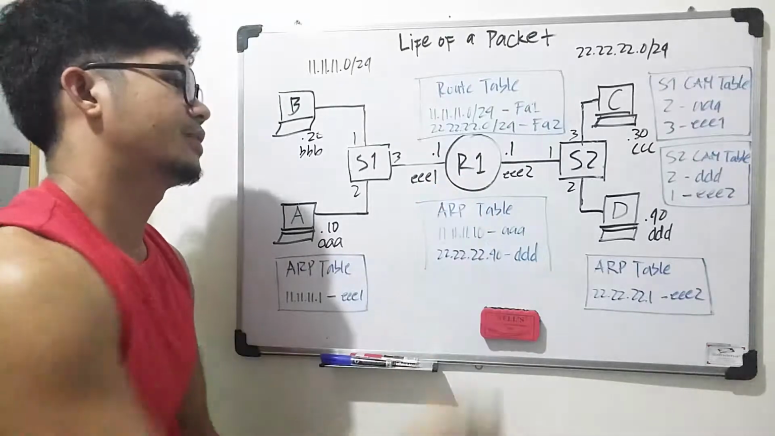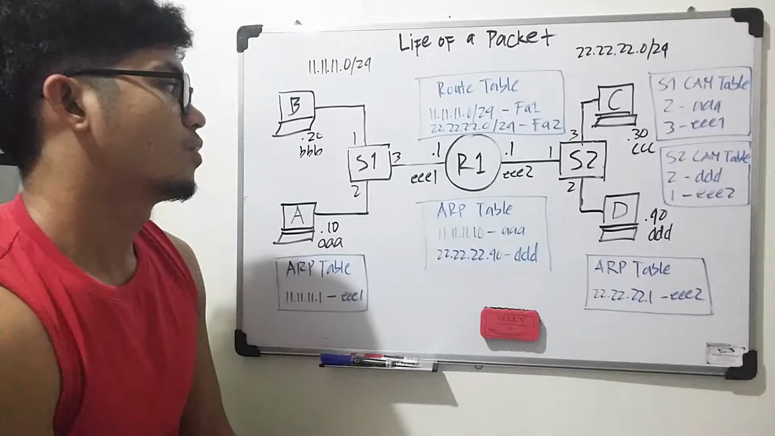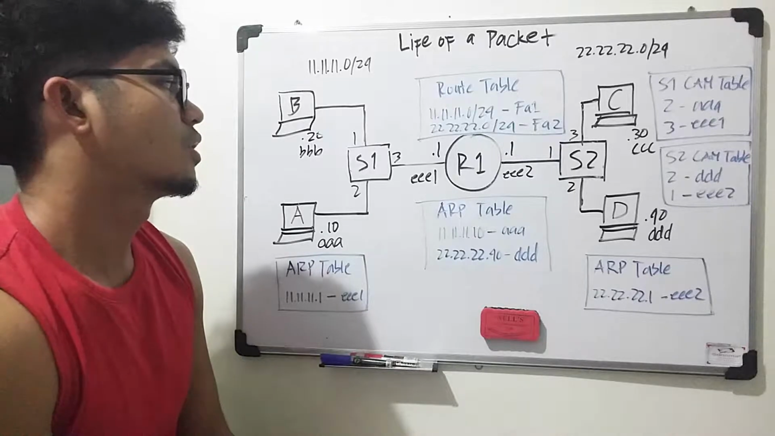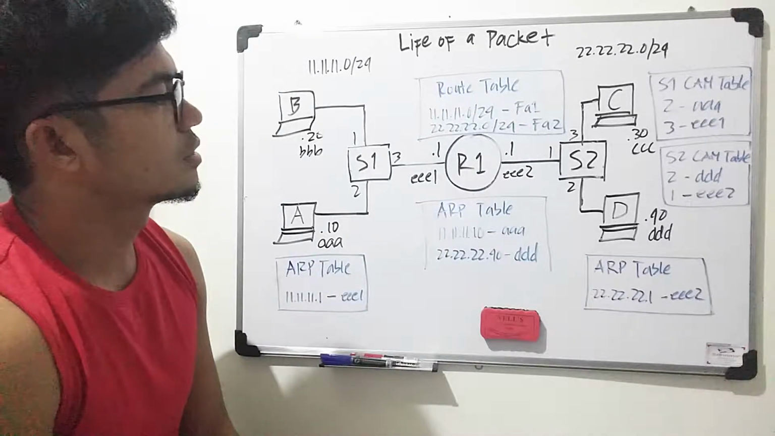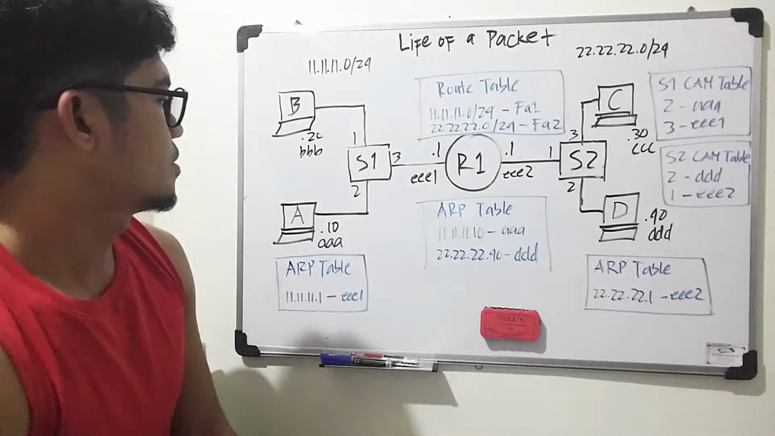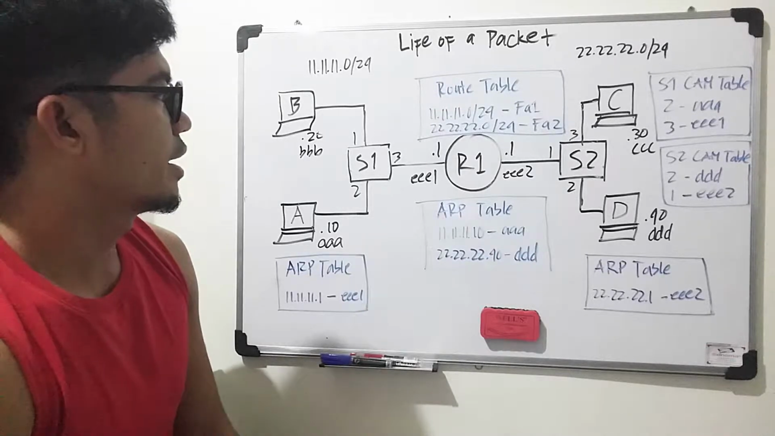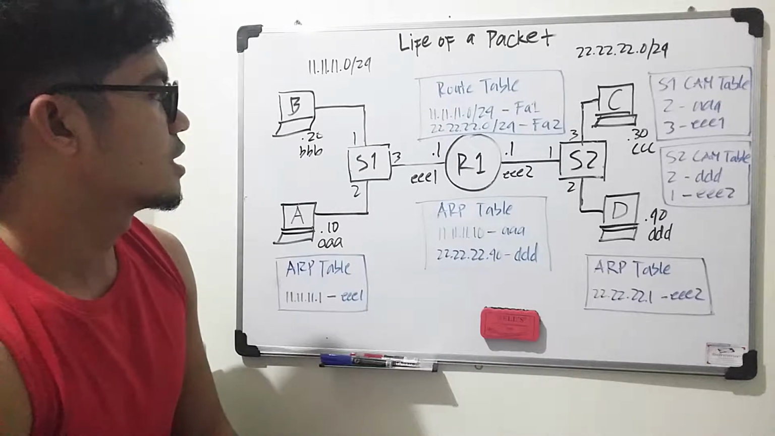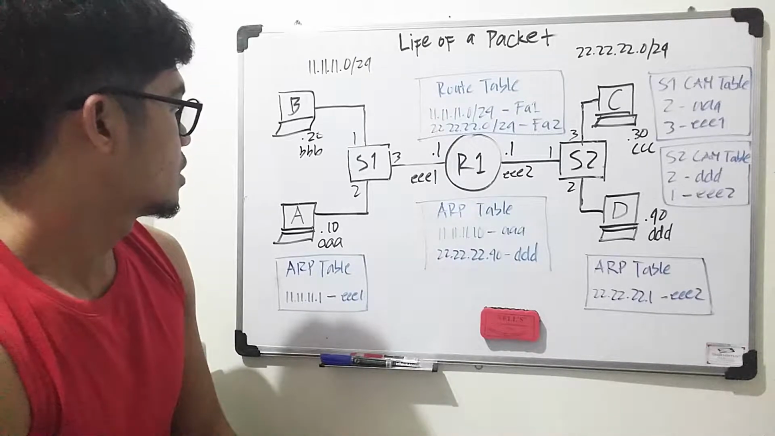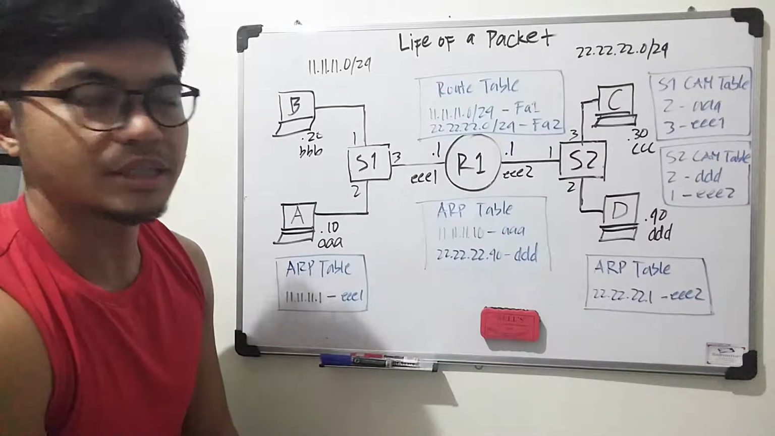But router 1 is going to know that the ARP request is destined to it, because in the layer 3 header, it's got its IP address, which is 11.1. So router 1 is going to process it.